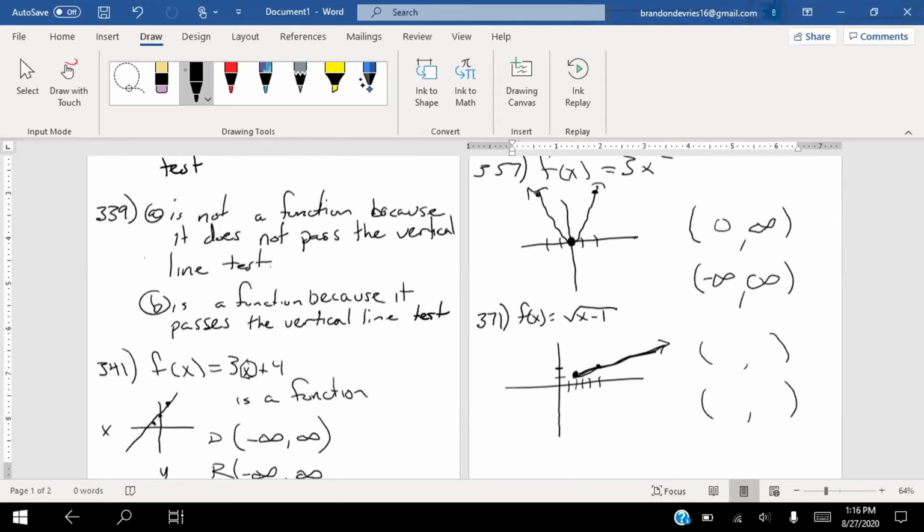So for the domain, is it the x or the y? The x. So for the domain, we got 2, and then infinity. And then for the range, we got 1, comma, infinity. Right? Yeah.